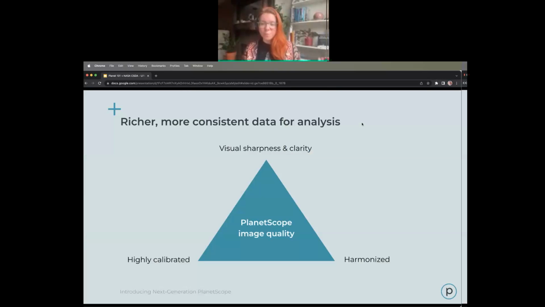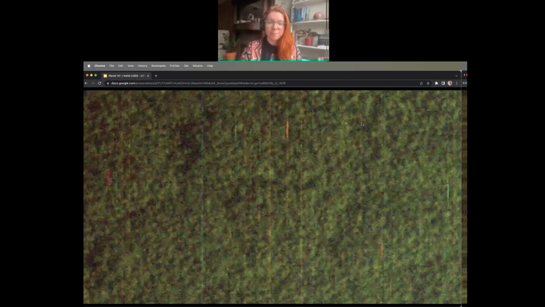But we didn't just add more spectral bands to the PlanetScope catalog with the SuperDoves. We also made a lot of improvements to the actual data quality itself in terms of sharpness and clarity, data harmonization, and image calibration. So one of the big things, hopefully this animation is playing through on the screen, is that we've really worked on decreasing hot columns and hot pixels in the data that are caused by sensor overheating.